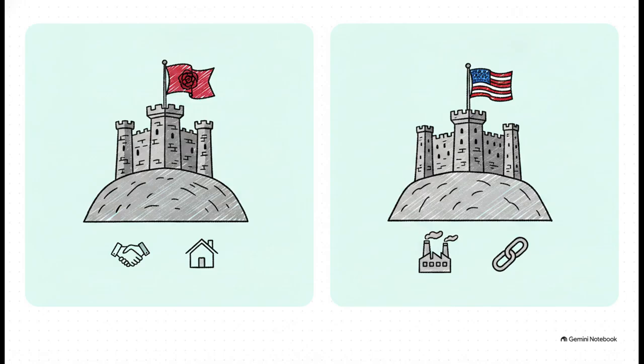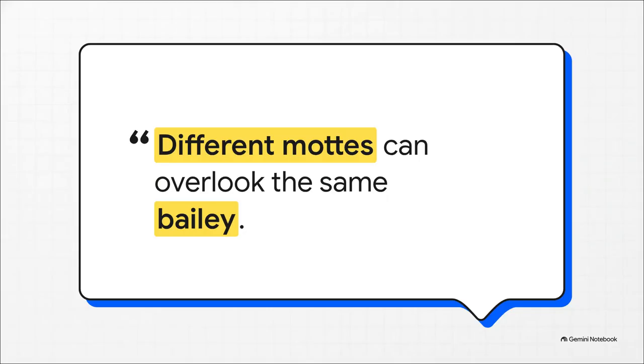Look, their philosophies, their rhetoric, their voters, they are entirely different. They are flying totally different flags over their respective castles. And this brilliantly illustrates the real twist of modern politics. Different moats can overlook the same bailey. Even though the moral justifications up on the hill are fiercely opposed to each other, both sides use those high ground arguments to justify the exact same actions down in the bailey, centralizing economic power in Washington.